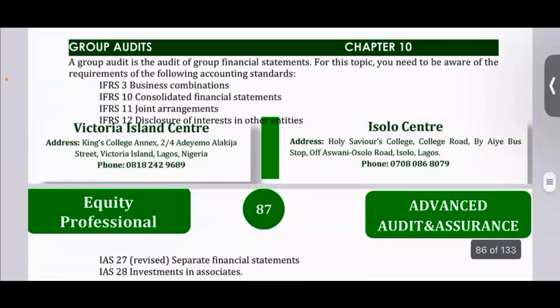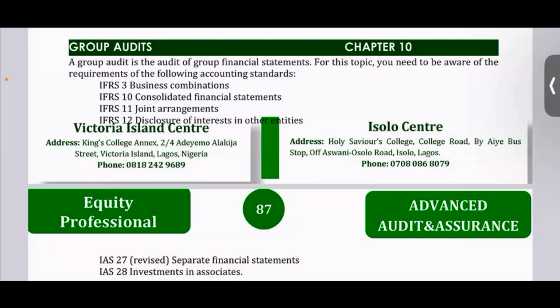So you can get into your exam hall and see questions on group audits that are closely related to CR. They may ask, okay, how do you treat investments in associates? Yes, it can happen, okay? But they're just trying to say that it is closely related to what you already have in your CR. So we said group audit is the audit of the group financial statements.